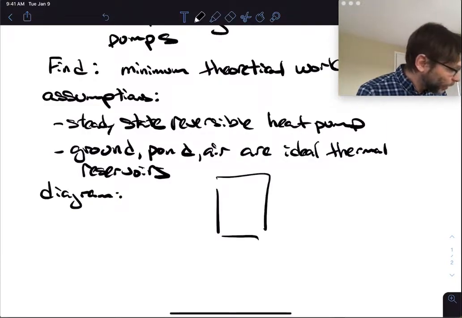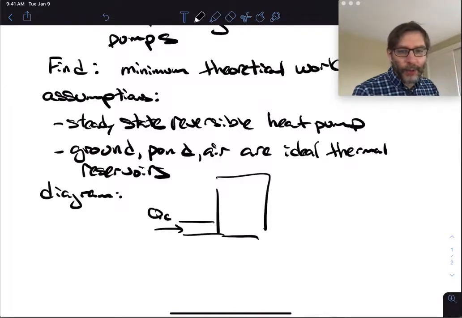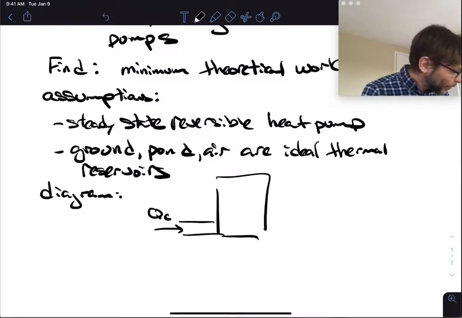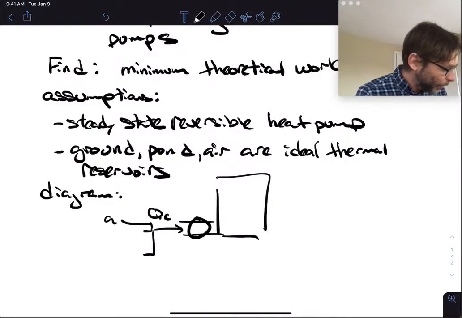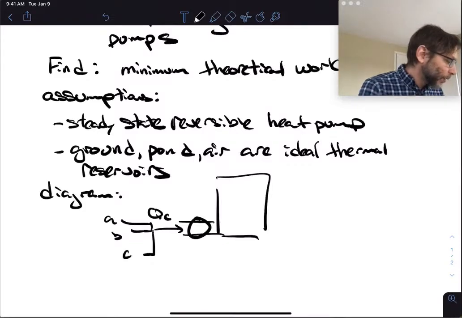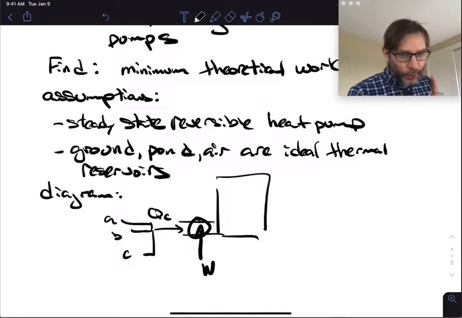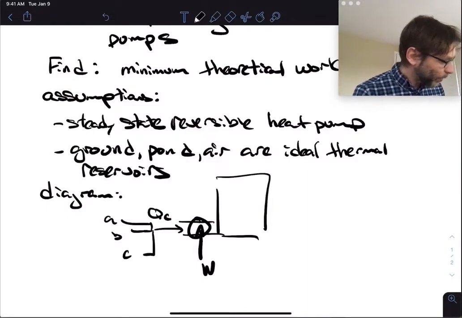And we've got a heat pump that's going to take some QC, either from whatever it is. I don't know, it could be from the pond, or there's different places. You have 3 different locations you could be taking from: A, B, and C, right? So, and then you're going through here, you're going to put some work into this thing, because to move QC you have to put work in, from TC to TH.